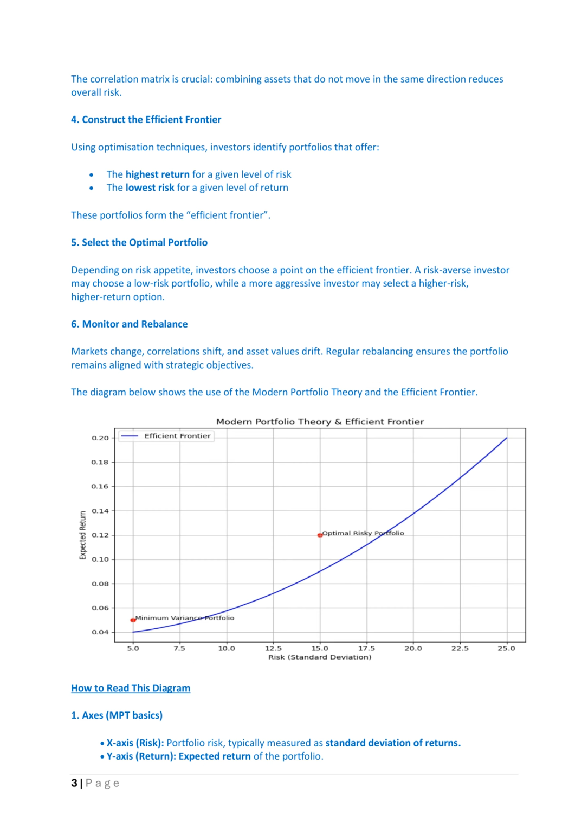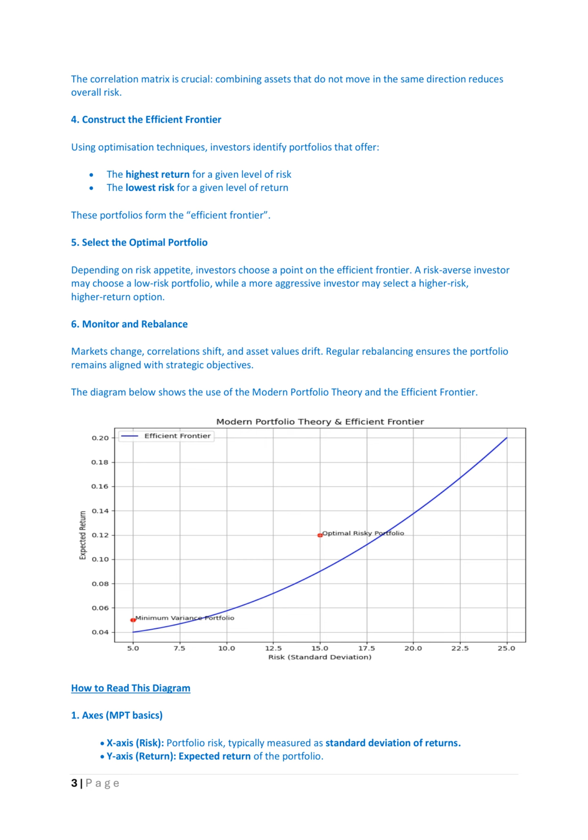The correlation matrix plays a key role because combining assets that don't move in the same direction helps reduce overall risk. From there, investors use optimization techniques to build the efficient frontier, which represents portfolios that either offer the highest return for a given risk level or the lowest risk for a given return. Investors then select the optimal portfolio based on their risk tolerance. Those who prefer caution may pick a lower risk portfolio, while others willing to take on more risk might choose a higher return option. Since markets and correlations change over time, it's important to monitor and rebalance portfolios regularly to keep them aligned with investment goals.